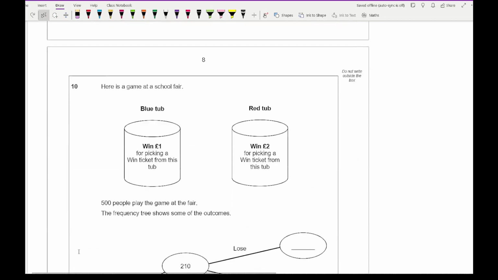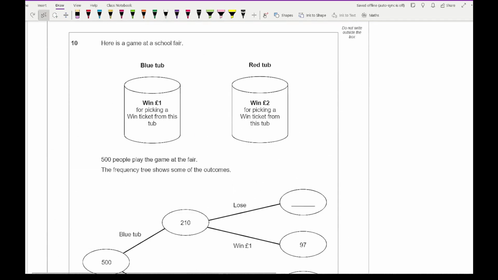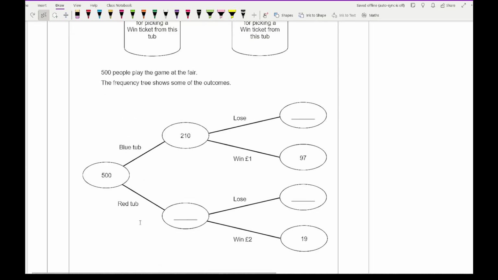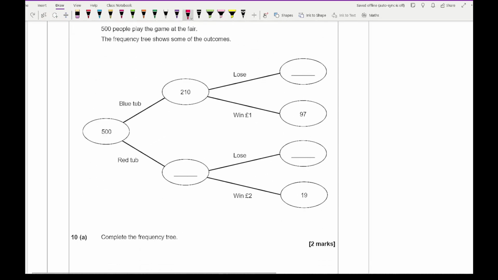Then moving on to question 10, it says here is a game at a school fair. You've got a blue tub and a red tub. You win £1 for picking a winning ticket from this tub, and you win £2 for picking a winning ticket from this tub. 500 people play the game at the fair, and the frequency tree diagram shows some of the outcomes, and the question's asking us for part A to complete the diagram.